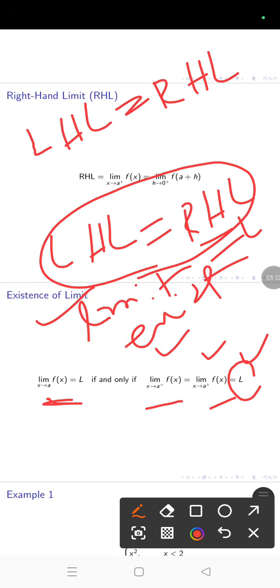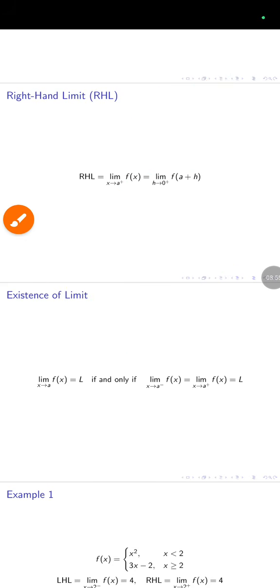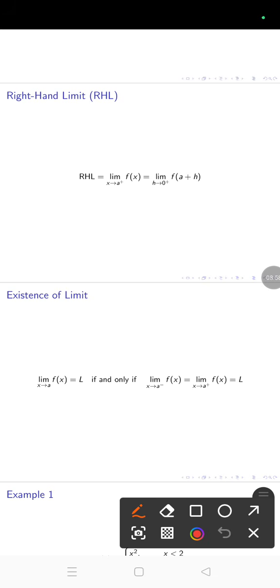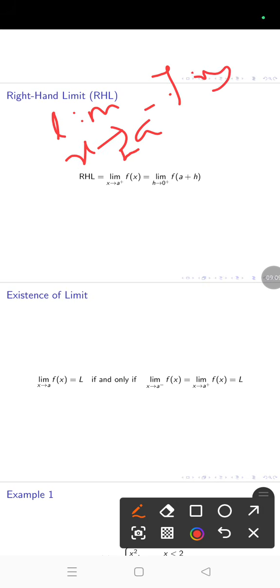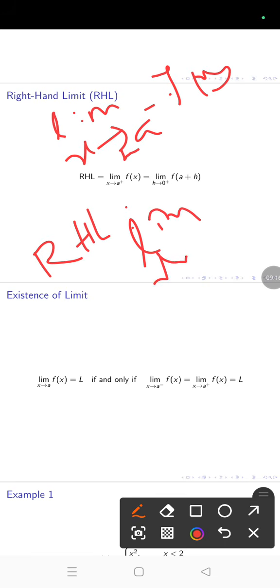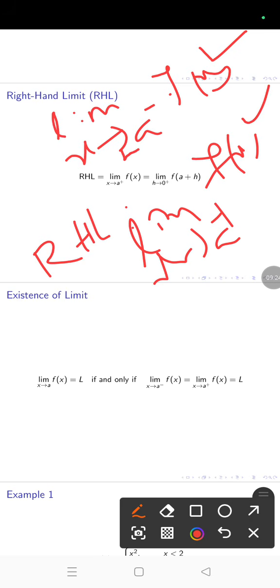For LHL, we will calculate limit x tends to a minus f(x). And for RHL, we will calculate limit x tends to a plus f(x). This is for LHL, this is for RHL. Okay, come to some example.